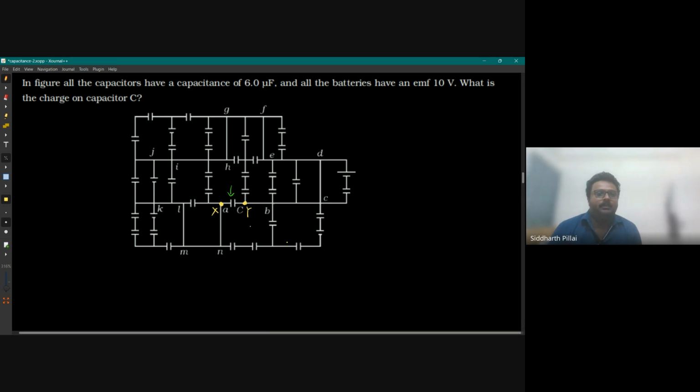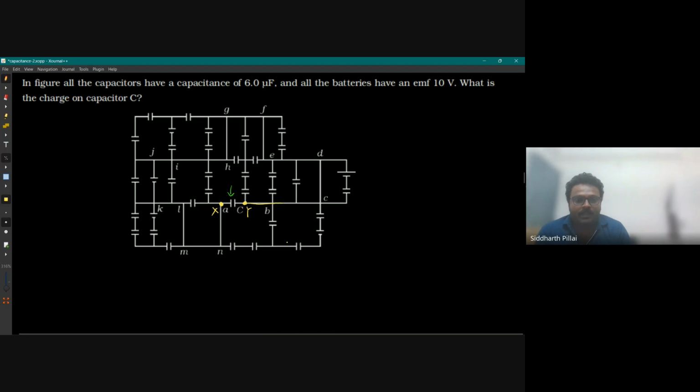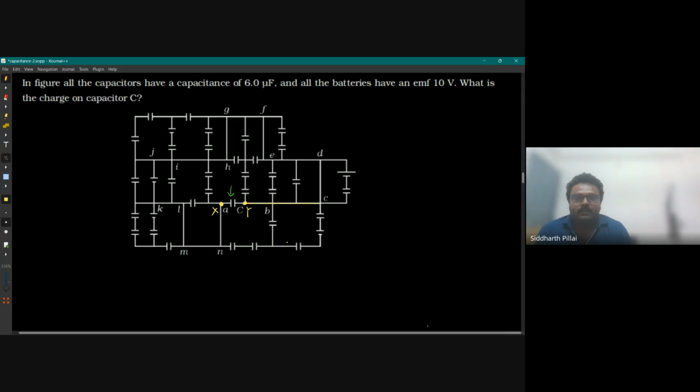Remember, you will always follow the path of least resistance, right? The capacitor essentially has infinite resistance because there's no connection between the two plates, right? Once a capacitor is fully charged, it is essentially like a broken open circuit, right? So let's follow. I just have a conductor here, B.